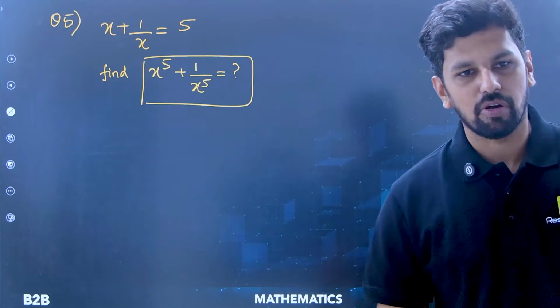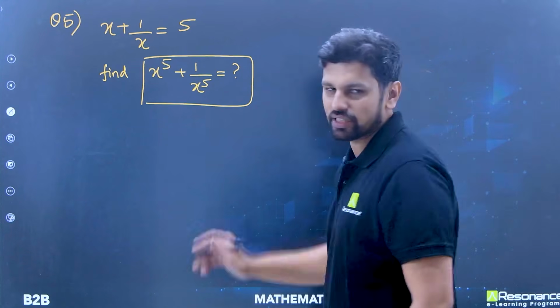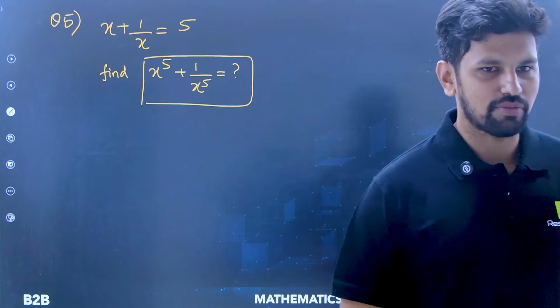Avinash, you can do x to the power 6 plus 1 upon x to the power 6. He is stuck on that thing only. Do it. I know Avinash got one question right.